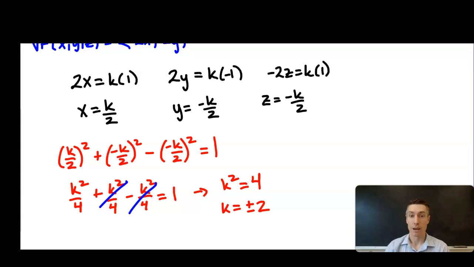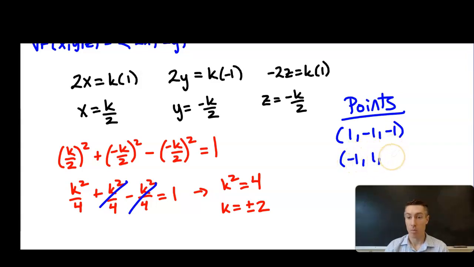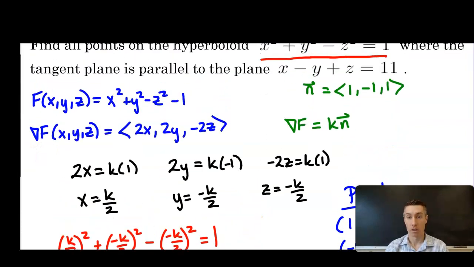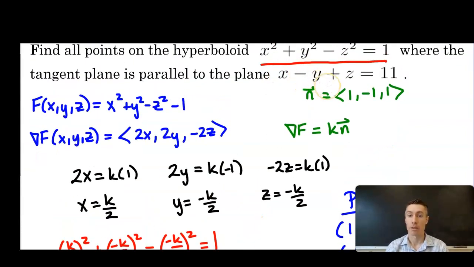So then the points that we're looking for occur when k is either positive or negative 2. So if k is positive 2, then our point is 1, negative 1, negative 1. And if k is negative 2, the point would be negative 1, positive 1, positive 1. So those are the 2 points at which we can write the equation of a tangent plane that would be parallel to x minus y plus z.